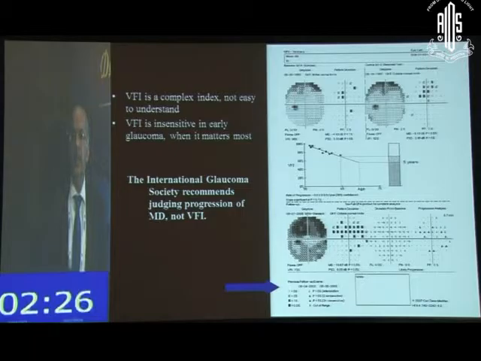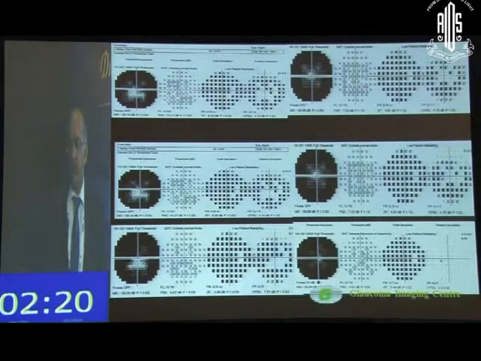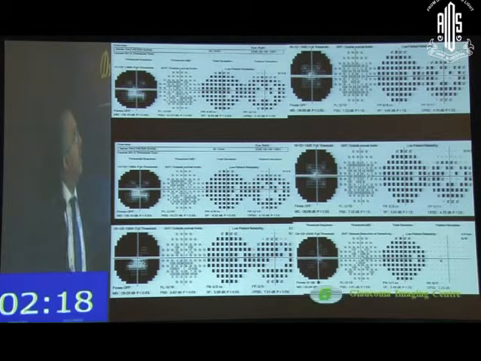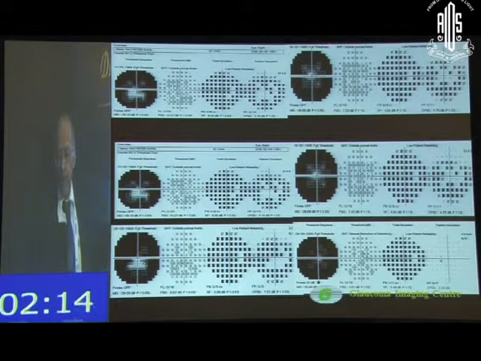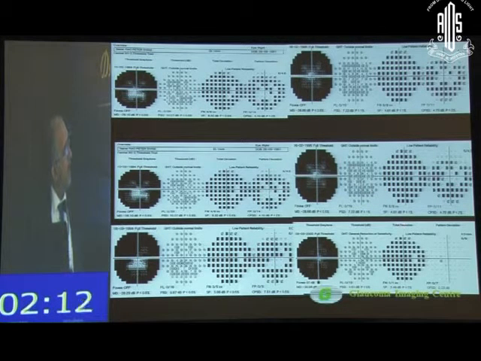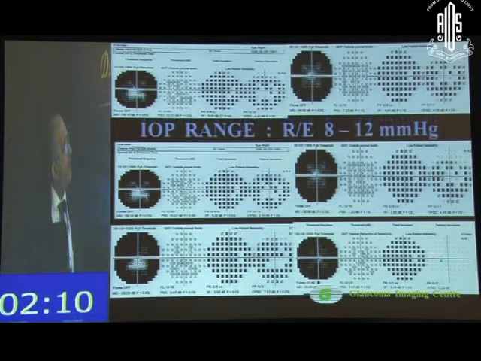When you look at the visual field index, it's a very complex process, and the important thing is that the International Glaucoma Society suggests that the mean deviation be used to assess progression and not the visual field index. So when you see fields like this, these were fields done long back, and look at this change here. Even though intraocular pressure for this patient remained in the 8 to 12 millimeters of mercury, he had progressed.